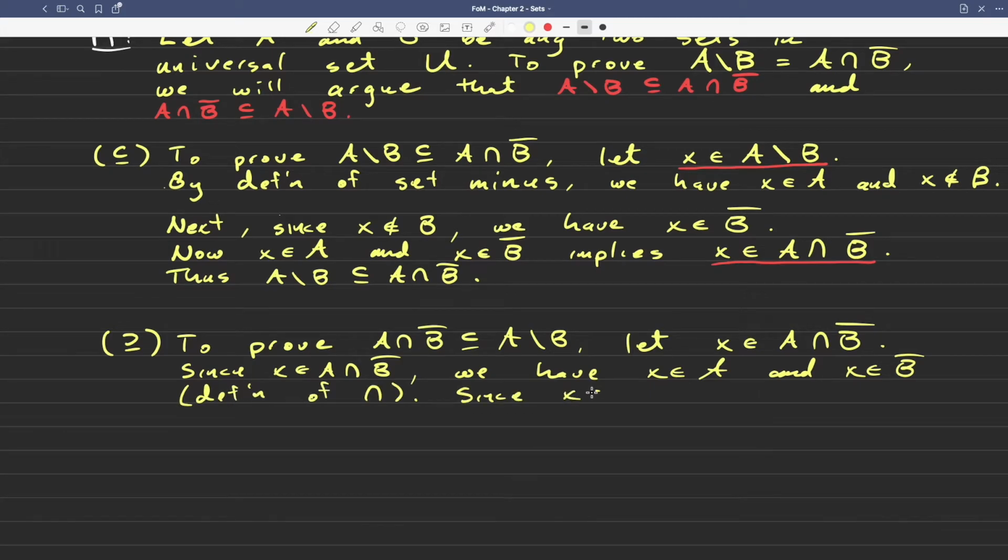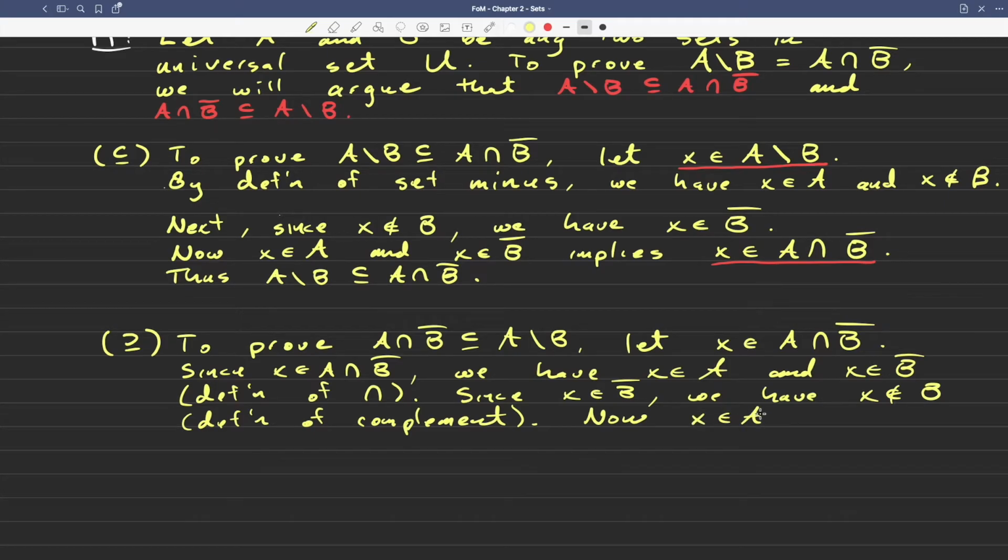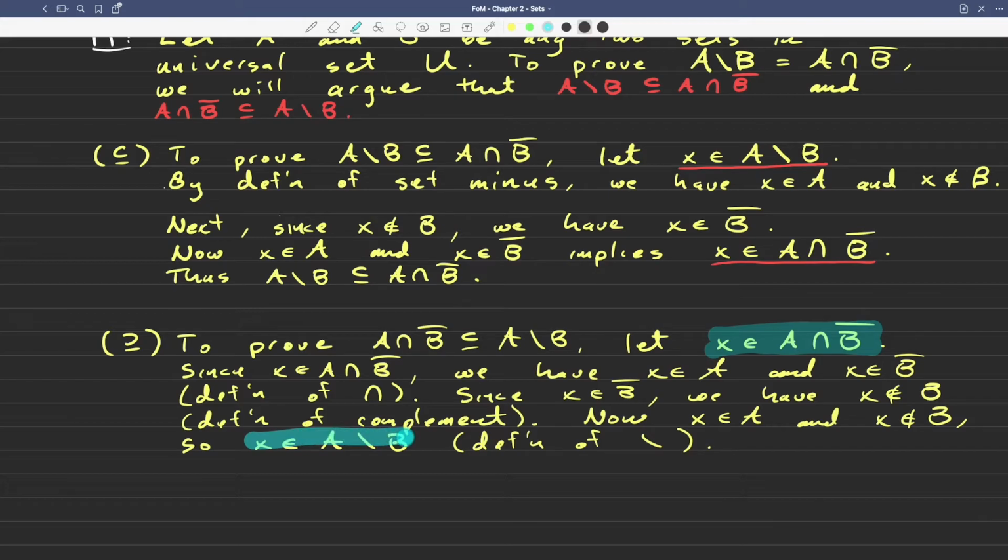Since x is in B complement, we have x is not in B. So that's the definition of complement. Now we have x is in A, and we know x is not in B. So that's what it means to say x is in A minus B. And you see the logic of it is that we started with x in A intersect B complement, and we arrived at x is in A minus B. So that shows the containment that we want.